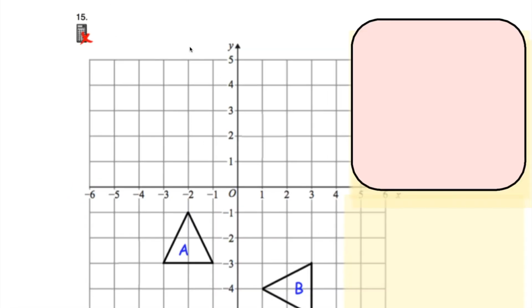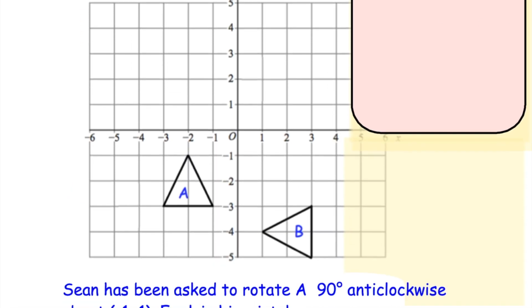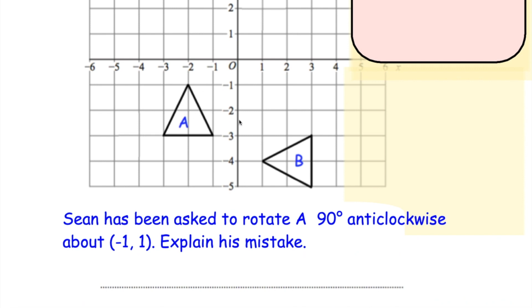Okay, let's have a look at our last question. So question number 15. Here we've got a grid, and we've got two triangles, A and B. And it says Sean has been asked to rotate A 90 degrees anti-clockwise about the point -1, 1. Explain his mistake. So let's actually take A and rotate it 90 degrees anti-clockwise about -1, 1 and see if that might give us a clue as to what his mistake could be.